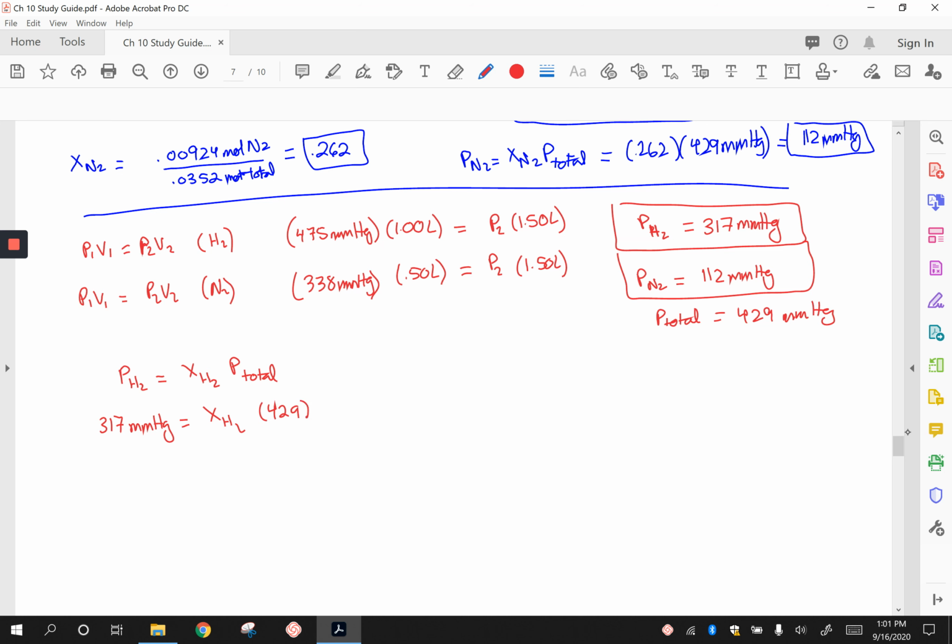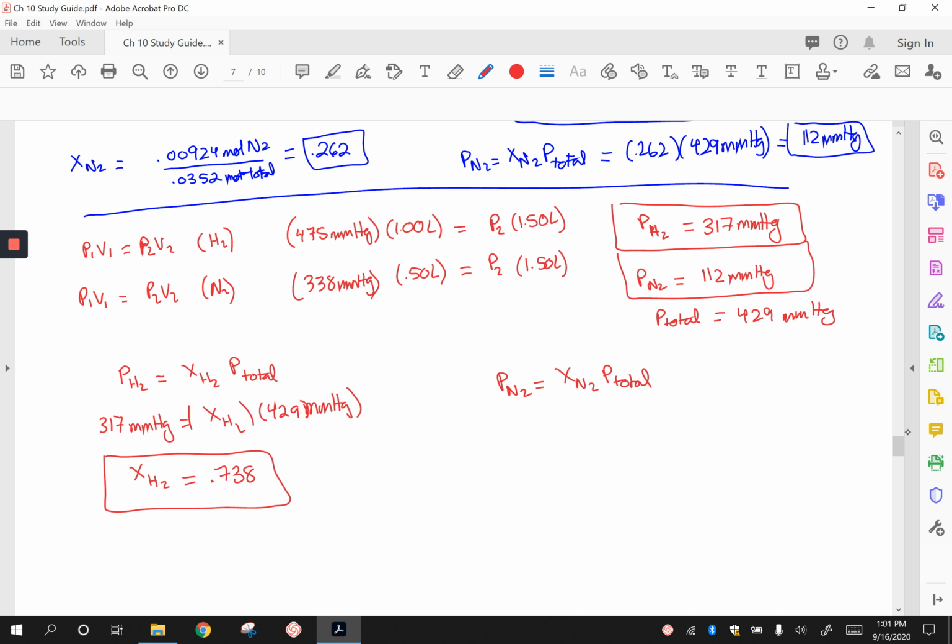429 millimeters of mercury, and solve for the mole fraction of the hydrogen. It ends up being 0.738. No units for it. We'll do the same thing, or you could just say the mole fraction of nitrogen is 1 minus that. But if you wanted to show the calculation, you're welcome to. There's no need, but you can if you want.